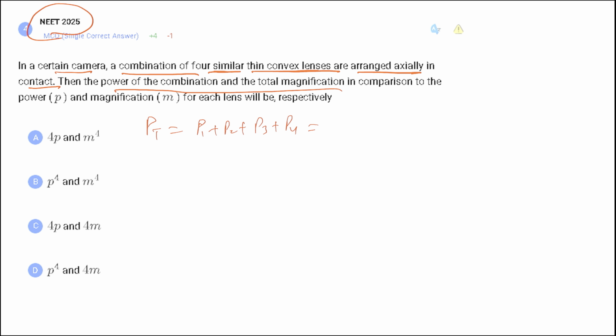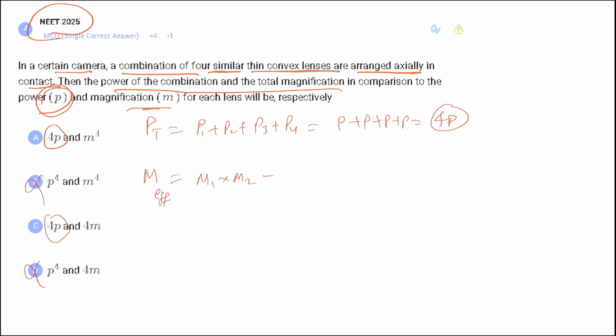If the power of each is P, then P plus P plus P plus P becomes 4P. According to the given options, the power of 4P, this one may be correct and these two are wrong, right. And they ask about magnification. So the effective magnification M will be the multiplication of all the magnifications. These are the formulas, right.